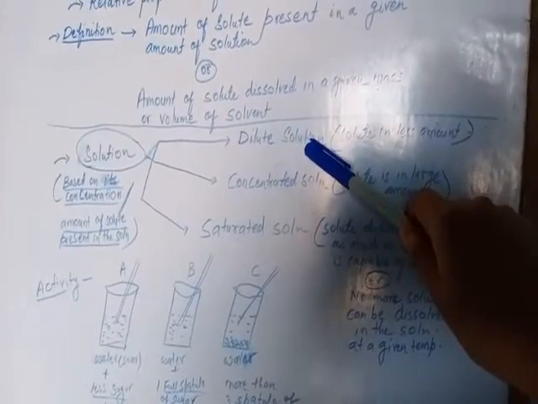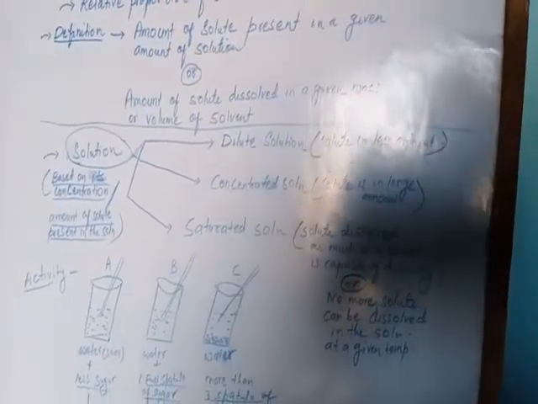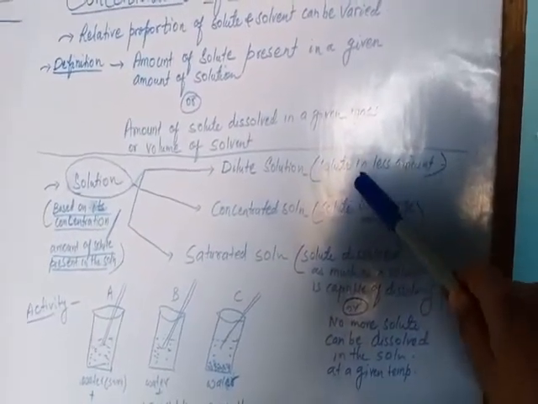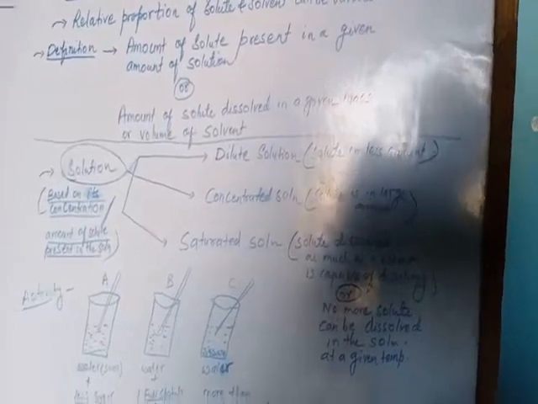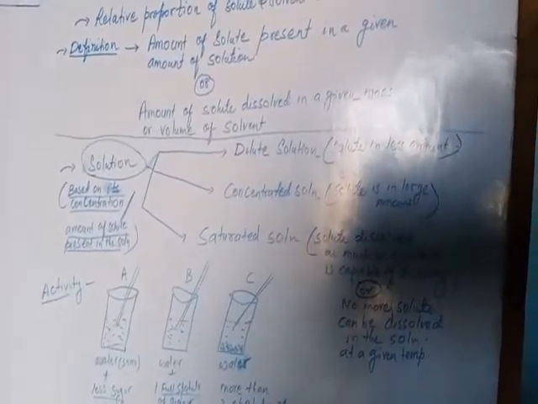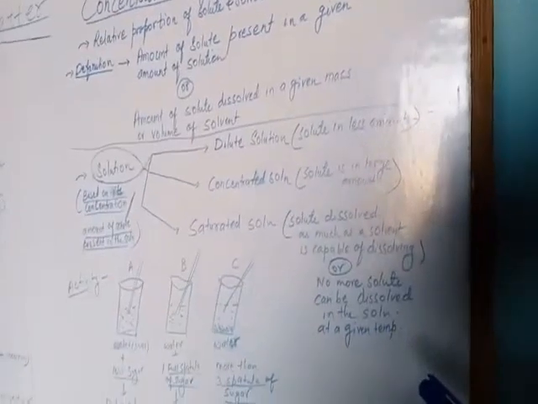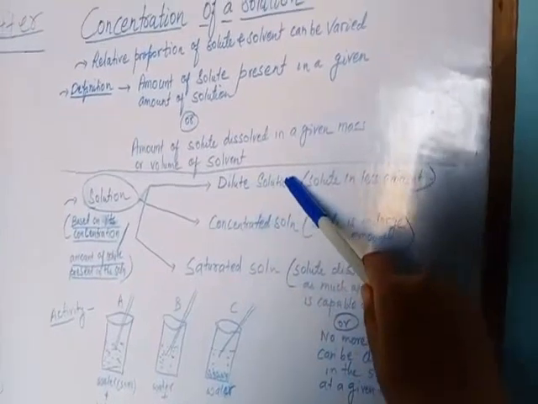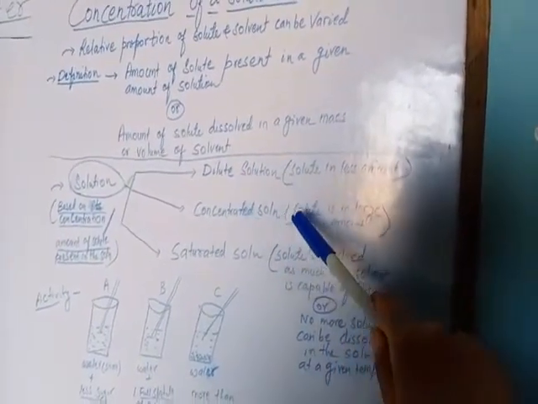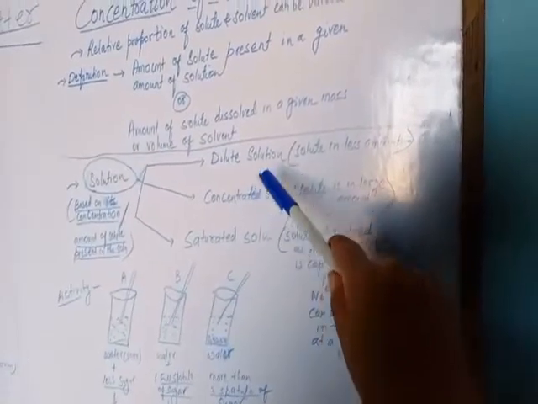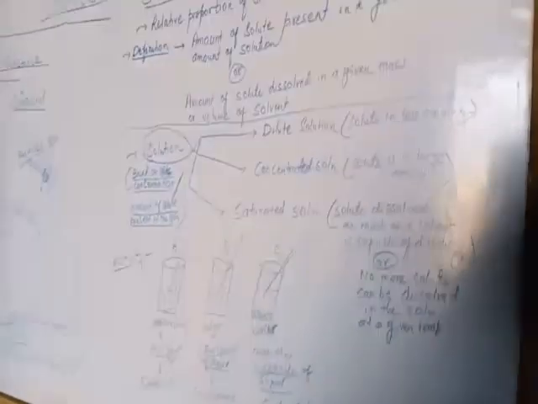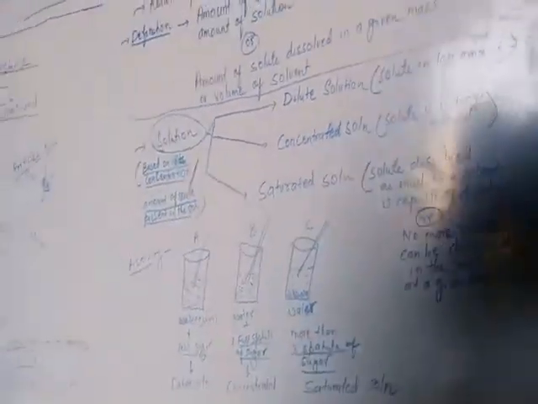Now one by one we will come to know what a dilute solution is. When solute is added in less amount to form a solution, then that solution is called a dilute solution. Similarly, when a large amount of solute is added in a solvent for making a solution, then that solution is called a concentrated solution. Okay. Now the third one is the saturated solution.